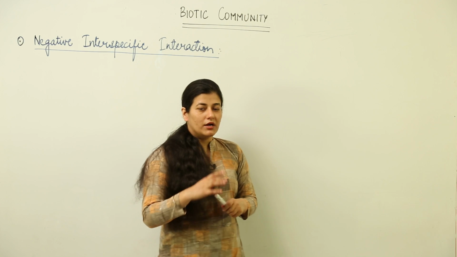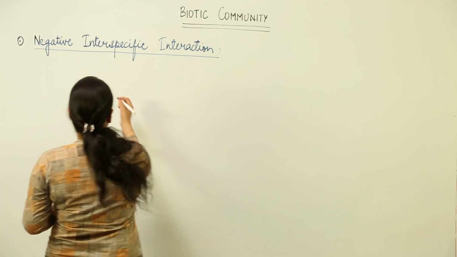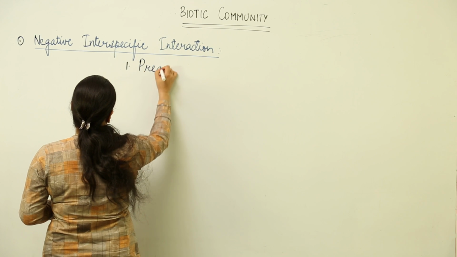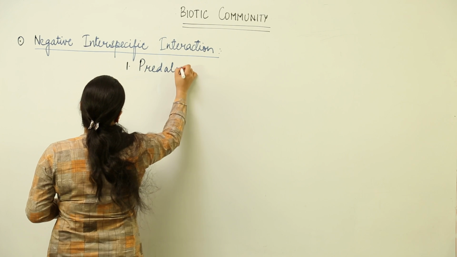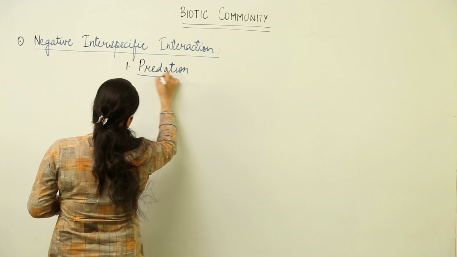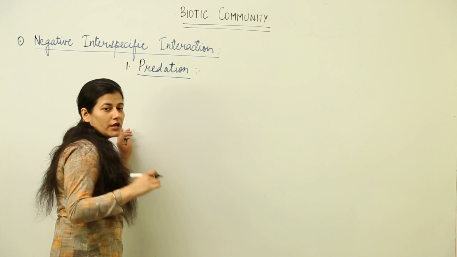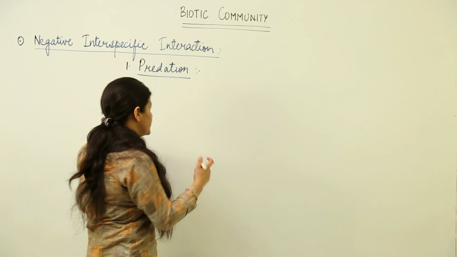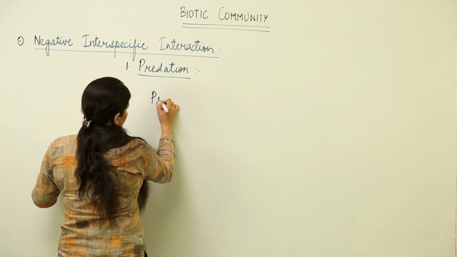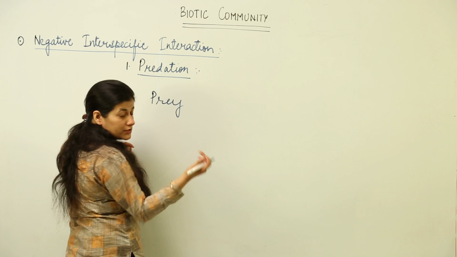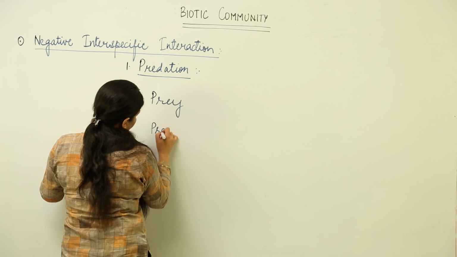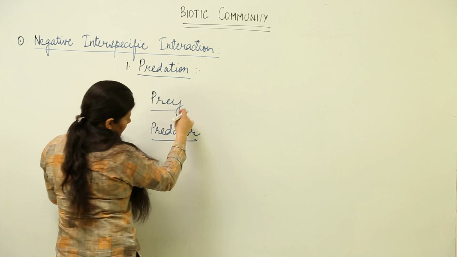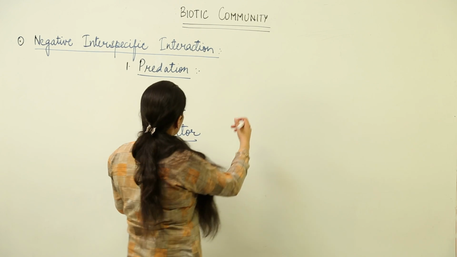Okay. So, the first type of negative interspecific interaction that we are going to study is that of predation. Now, what is there in predation? You know, there is a prey, there is a predator. These are not new terms that you are listening to. One is prey, one which would be eaten by the predator. So, this is the simplest one. We are going to dedicate very less time to this particular interaction because it is the easiest one.